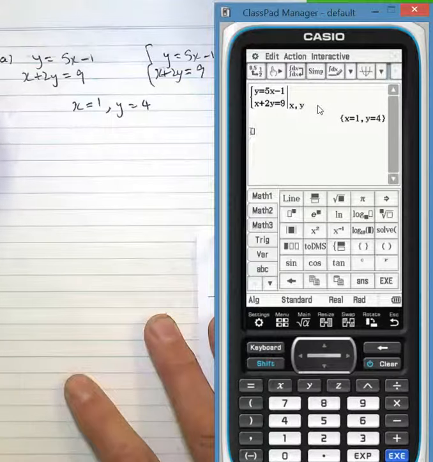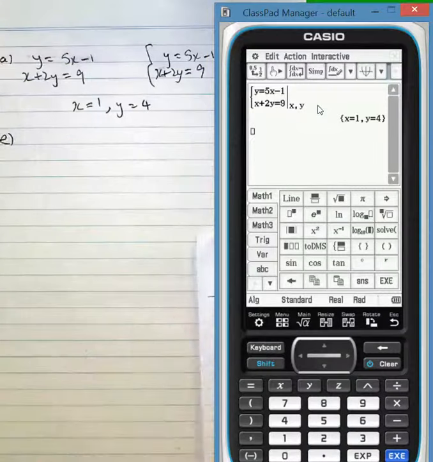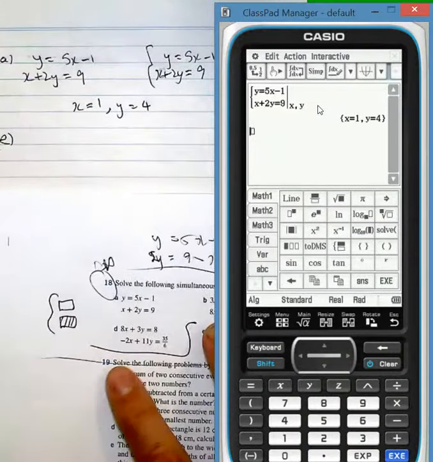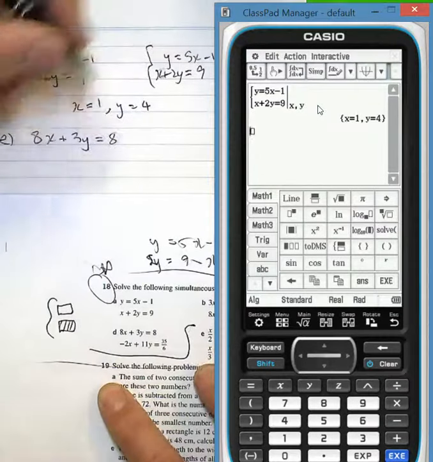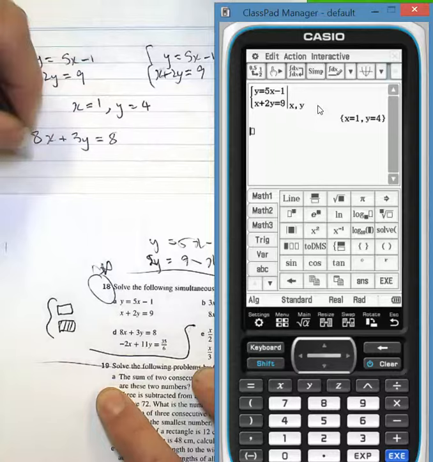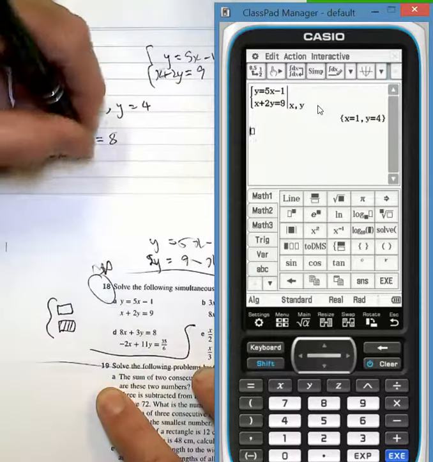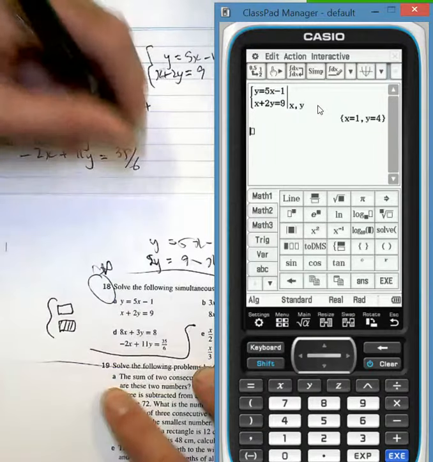Now I'd like to show you how you can do something a little bit more complex than that. We'll have a look now at D. And in D, you've got 8x plus 3y is equal to 8. Minus 2x plus 11y is 35 over 6.